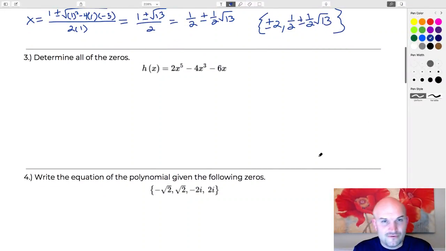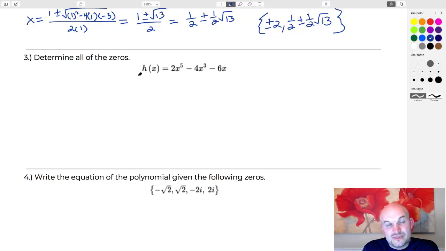All right, let's go ahead and work on the next one, and then we'll do 2 more, and then we'll take a break for all of you guys that have joined in on the chat. So the next one says determine all of the zeros. Now we're not given a zero or factor. We could use the rational zero test to determine possible zeros, but whenever I see a polynomial with 3 or 4 terms, I'm always going to look at factoring.